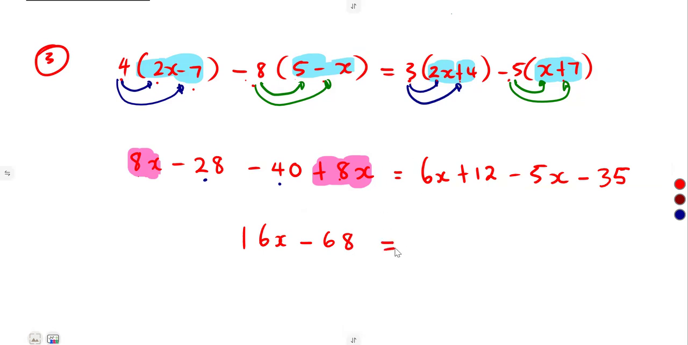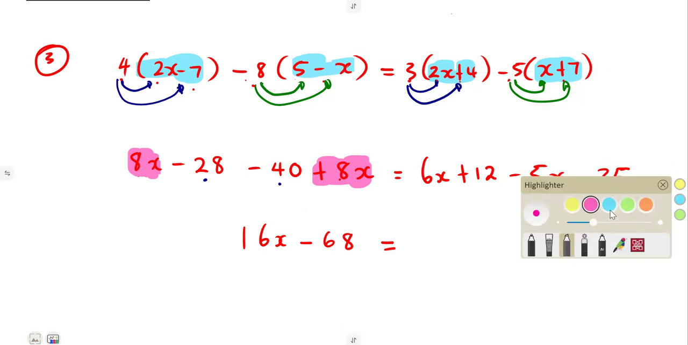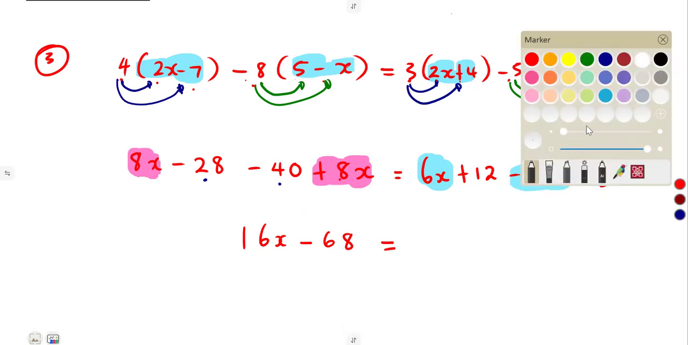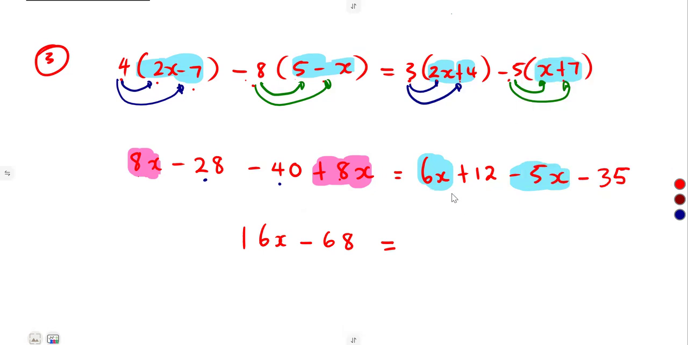And that is equal to what? The right-hand side, you do the same thing. We have got like terms there, 6x minus 5x. So if we were to simplify this, 6 minus 5, that is 1. So it is going to be 1x, of which 1x is the same as x. All right. 12 minus 35, if we subtract here, we are going to obtain minus 23.